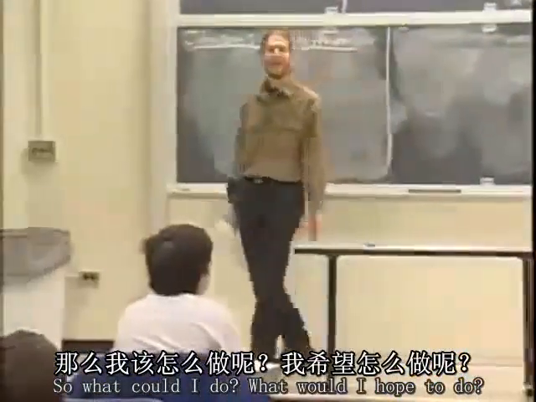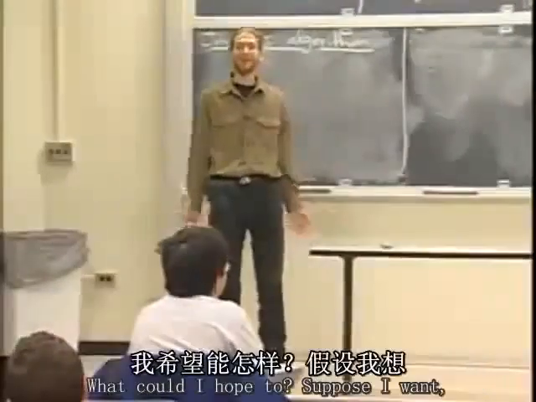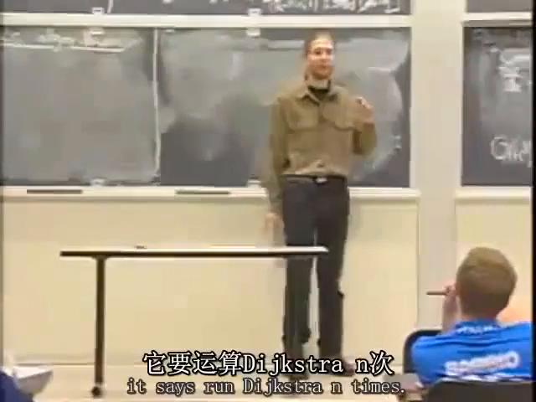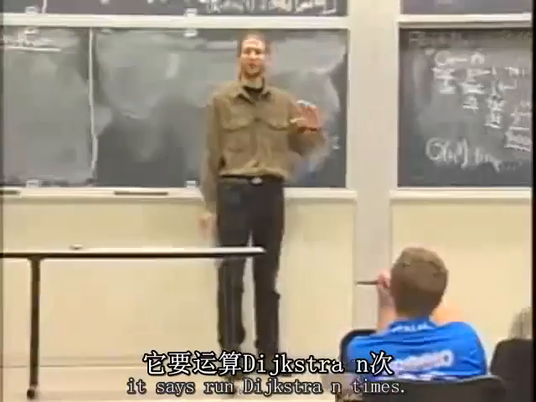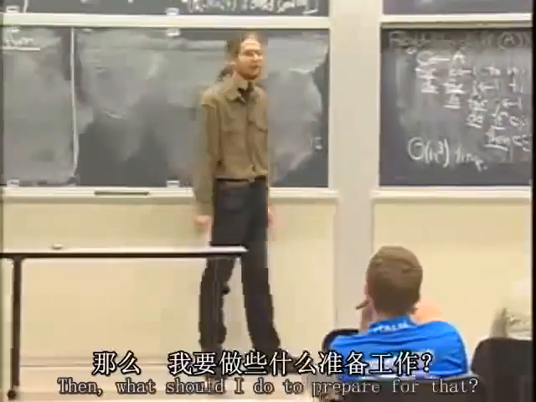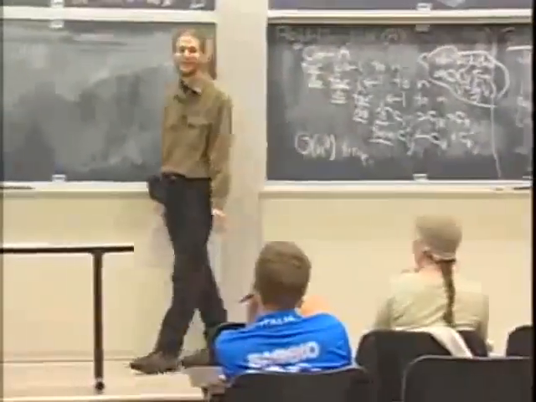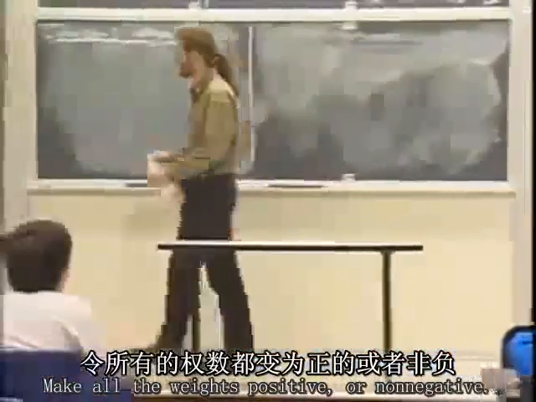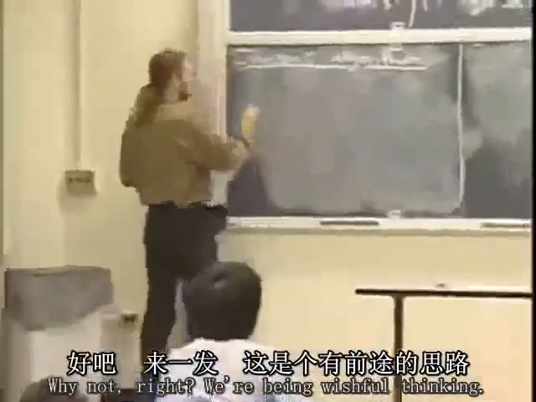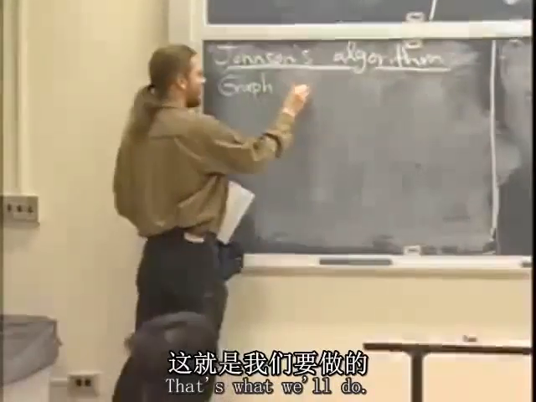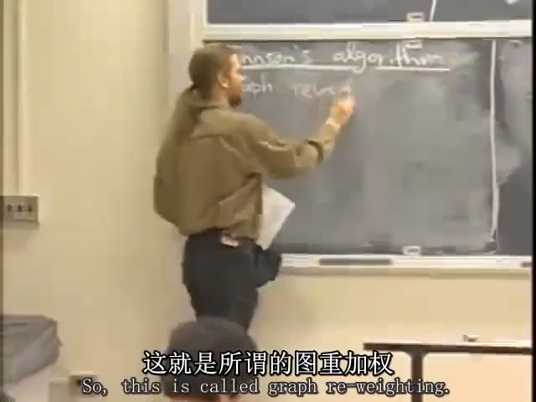What would I hope to do? What could I hope to do? Suppose I want, in the middle of the algorithm it says, run Dijkstra n times. Then what should I do to prepare for that? Make all the weights positive. Make all the weights positive or non-negative, yeah. Why not, right? Well, we're being wishful thinking. That's what we'll do. So this is called graph reweighting.